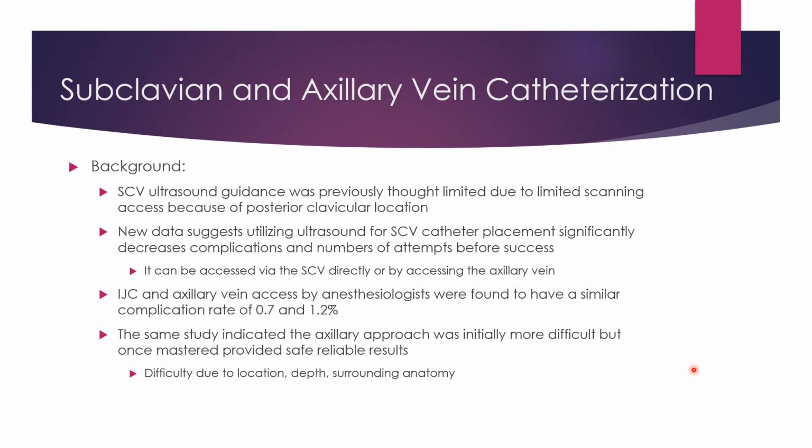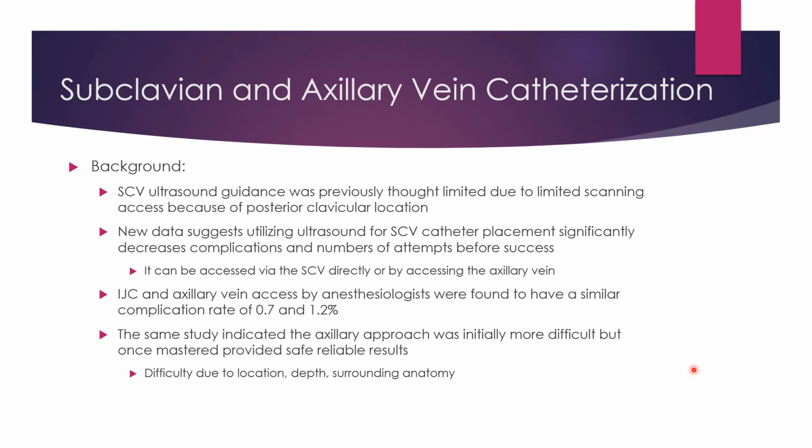So background on this is that the subclavian vein ultrasound guidance was previously limited because of the difficulty in scanning the area due to overlying bony structures. New data suggests that utilizing ultrasound for subclavian catheter placement significantly decreases complications and the number of attempts before success. It can be accessed via either the subclavian vein directly or by accessing the axillary vein, which feeds into the subclavian vein and accomplishes the same thing.